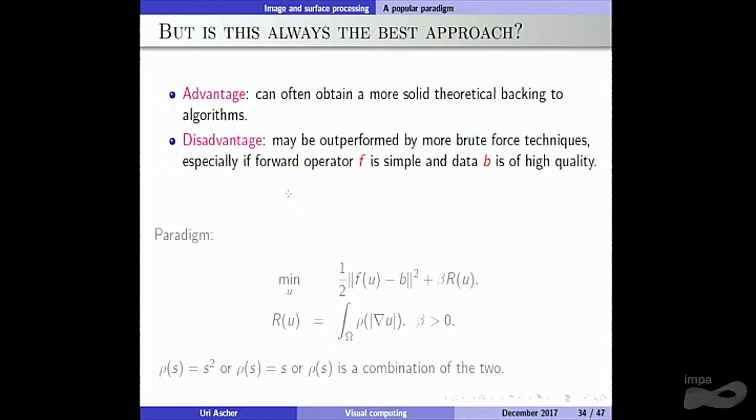However, the disadvantage is that it may be outperformed. The theoretical foundations may lead you to use methods that are less than great if the forward operator F is simple and the data is of high quality. If the data is of low quality, then you don't have anything to fix. If F of U is complicated, then likewise. But if F is simple and the data is of high quality, then there is an issue.